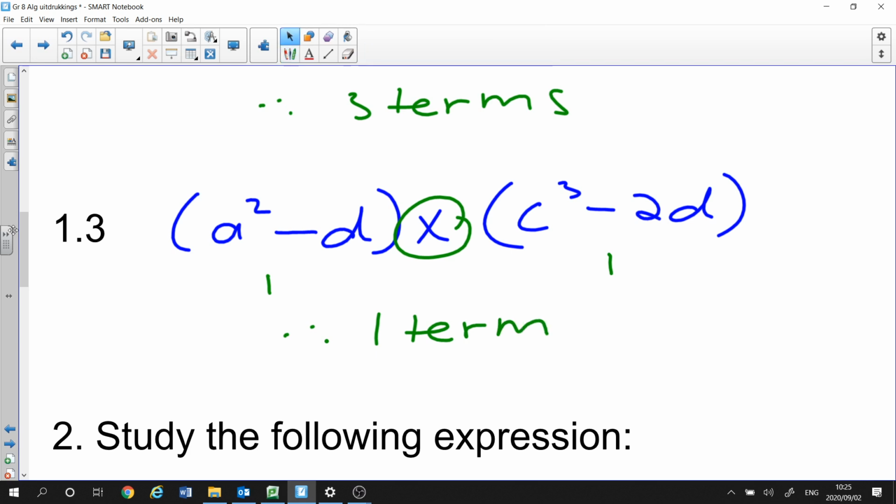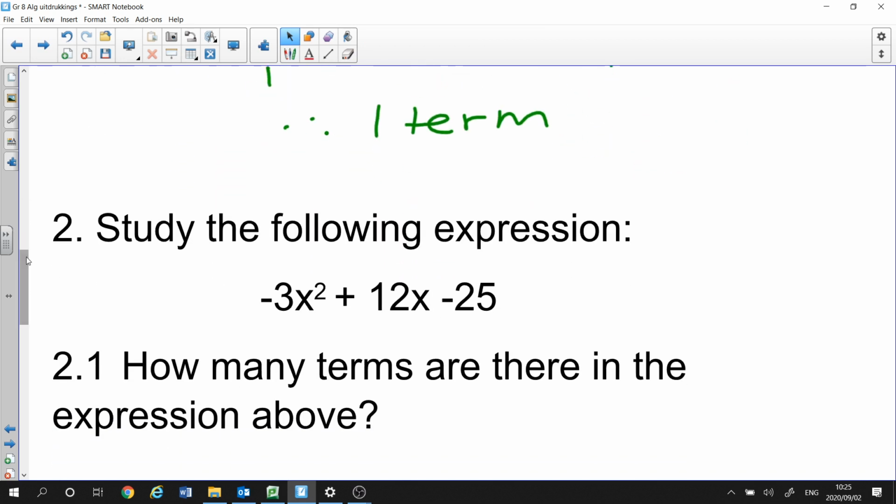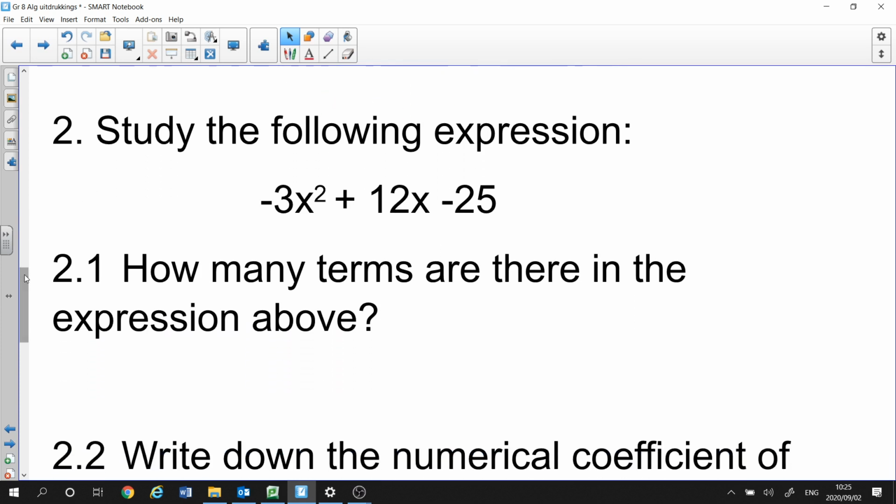Now to put this into context, we're going to study the following expression. The expression that's given is negative 3x squared plus 12x minus 25. So remember the expression: negative 3x squared plus 12x minus 25. Now they ask, how many terms are there in the expression above? Remember what separates terms? A plus and a minus. So therefore, there are 3 terms in the expression above.